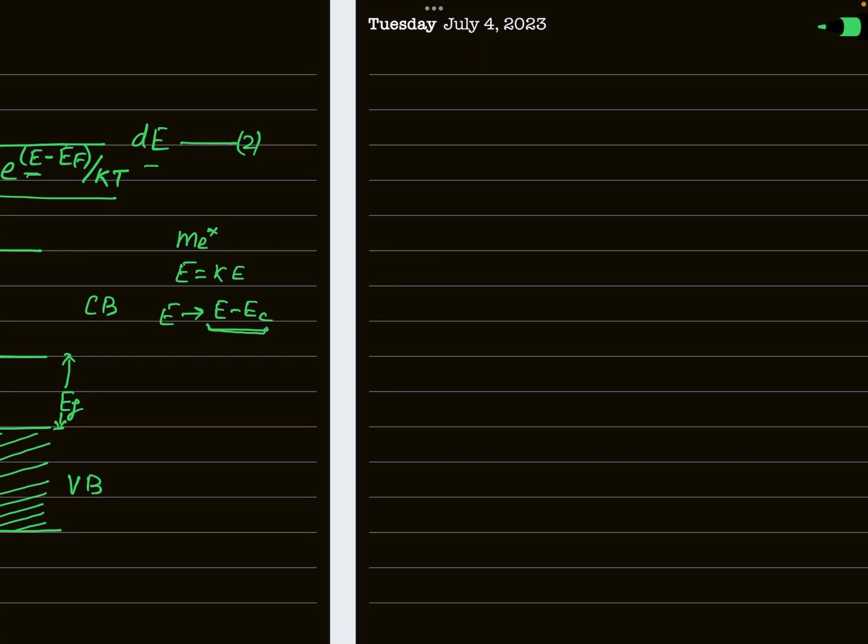Now, the number of electrons in the conduction band in unit volume of the conduction band whose energy lies between E and E plus dE.